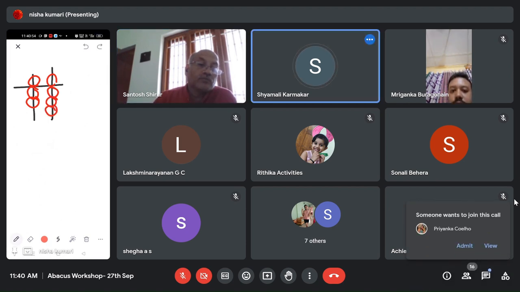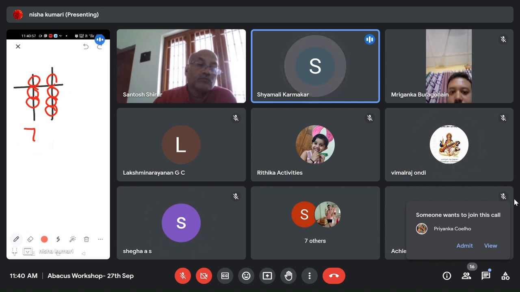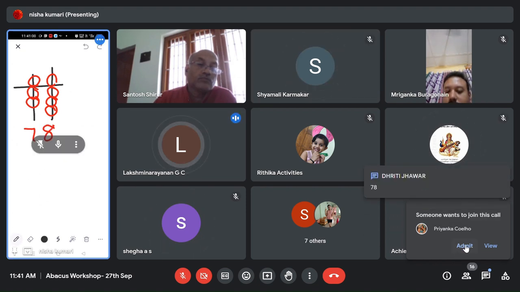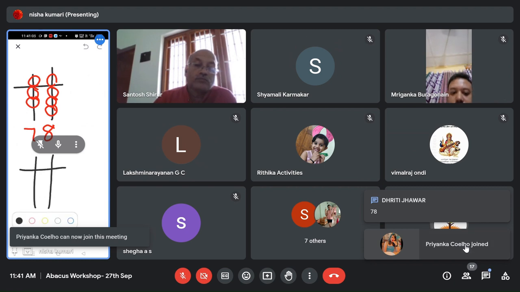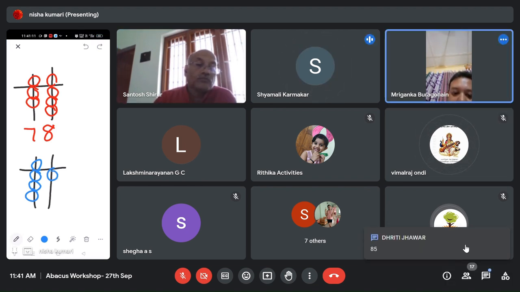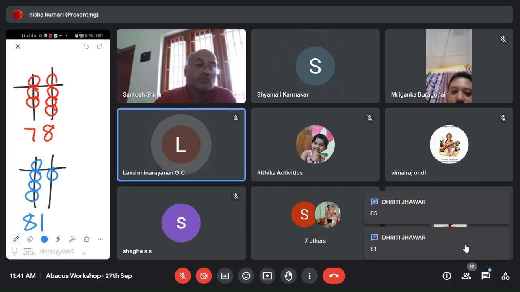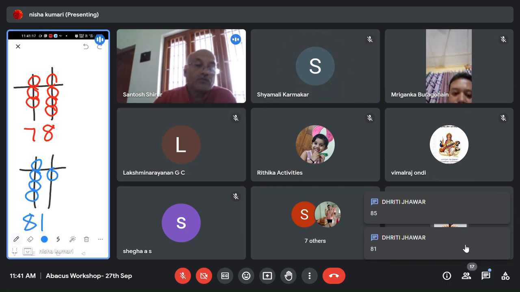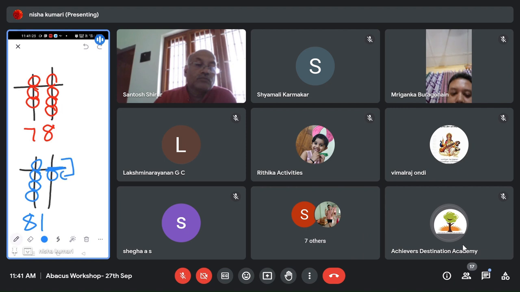What is this value? 78. What is this value? 81. Yes, 81. Why is it 81? It is not 85 because, see, it is below the line. It is down the line. Whenever the bead is touching down the line, the value is 1. And whenever it is touching above the line, it is having the value 5.